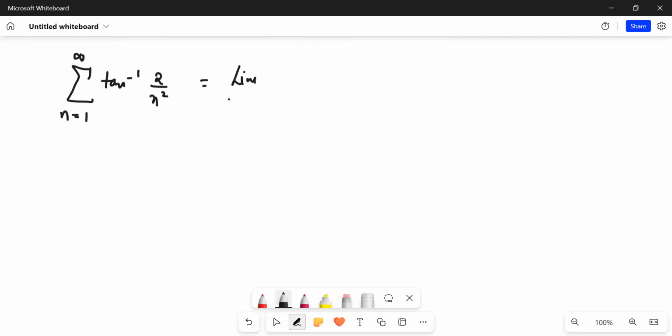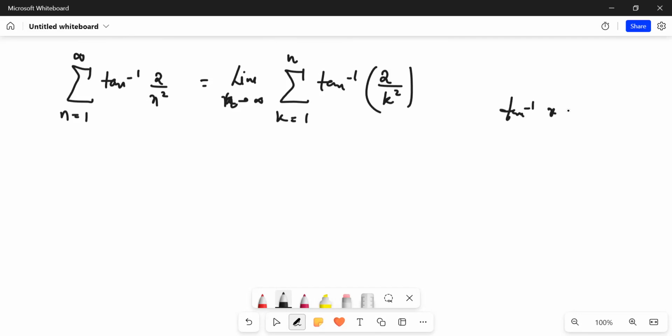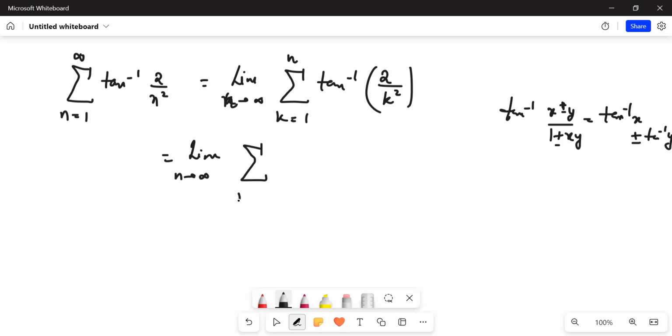So this would be equal to finding the limit n tending to infinity of the summation k equals 1 to n of tan inverse of 2 upon k square. Now you see there's a formula, tan inverse of x minus y upon 1 plus xy, and here it is minus and here it is, I think, plus. This is equal to tan inverse of x plus or minus tan inverse of y. So anyway, this formula requires 1 here.